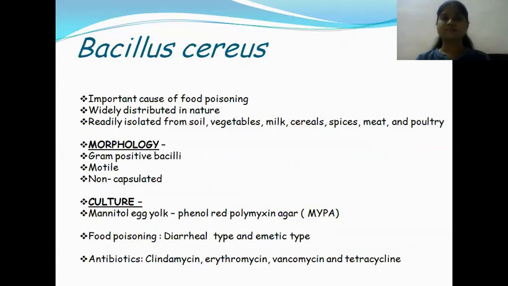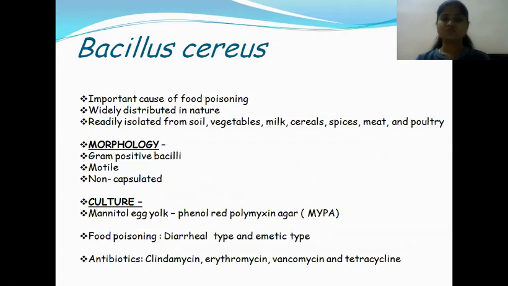Next, coming to Bacillus cereus. This is a species which causes food poisoning. Bacillus cereus is widely distributed in nature, and it can be readily isolated from soil, vegetables, milk, cereals, spices, meat, and poultry.